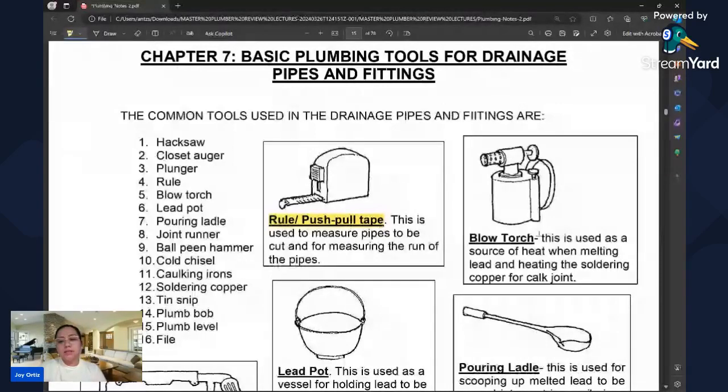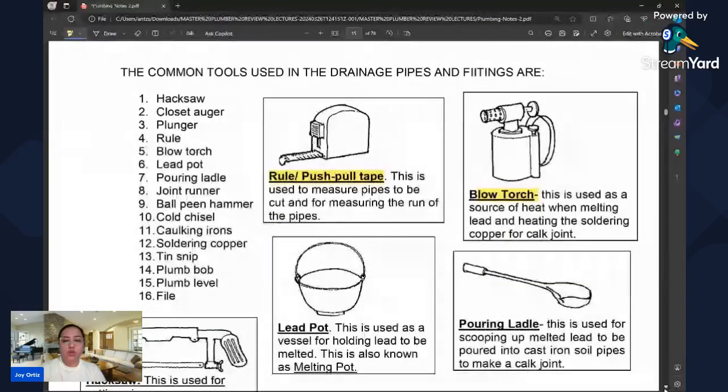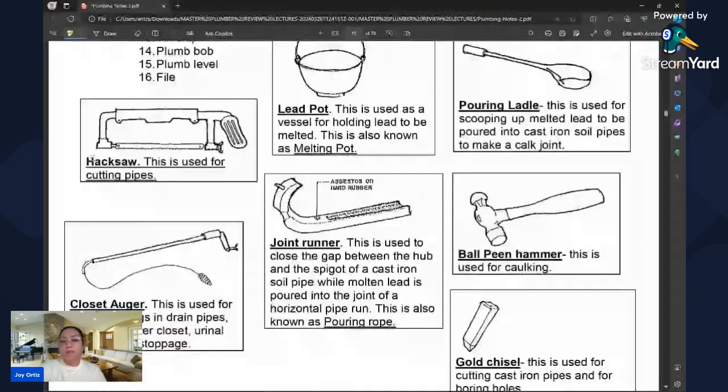Next is the blowtorch. Blowtorch, this is used as a source of heat when melting lead and heating the soldering copper for caulk joint. Next is the hacksaw. So hacksaw, this is used for cutting pipes. And we have also the lead pot. This is used as a vessel for holding lead to be melted. This is also known as melting pot.